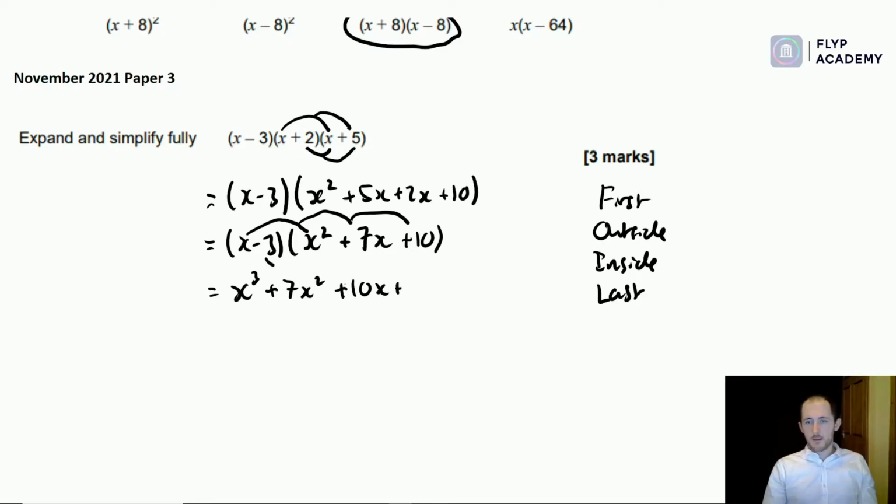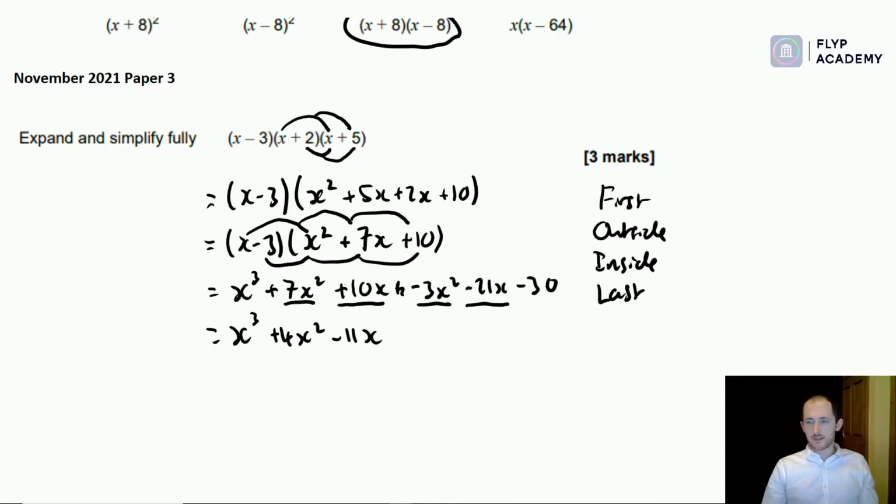Now the inside bit, minus 3 times x squared is minus 3x squared. Minus 3 times 7x would be minus 21x. And minus 3 times 10 is minus 30. And now all that's left to do is, again, simplify. So there's only one x cubed. There is 7x squared and minus 3x squared, so that makes 4x squared. There's 10x minus 21x, so that's minus 11x. And then there's just the constant term on the end. And that will be your answer.